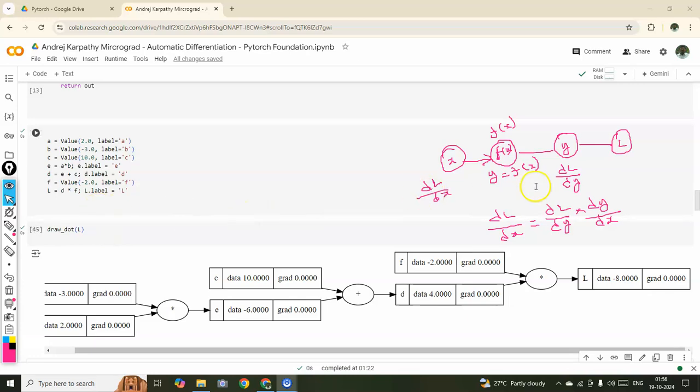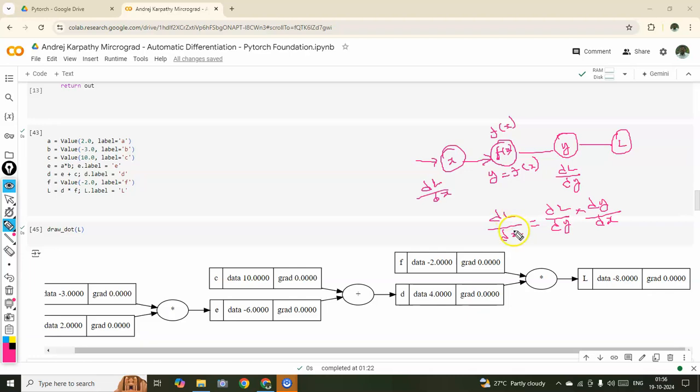Now we will take this kind of network. This is x, one input, and f of x is our operation. It gives y, which goes to L. Here we have already calculated dL/dy, so now we need to calculate dL/dx.